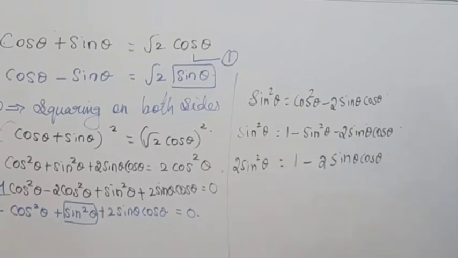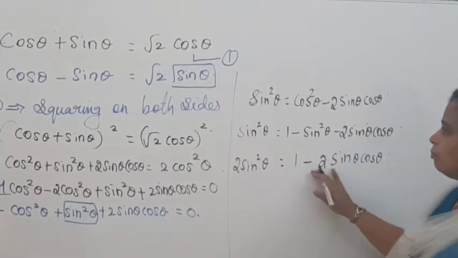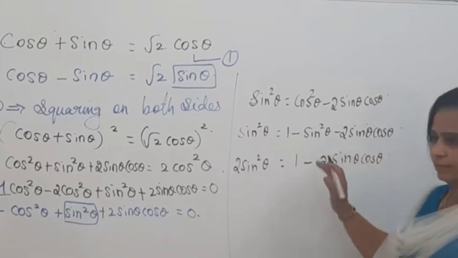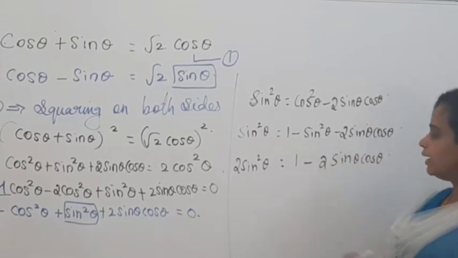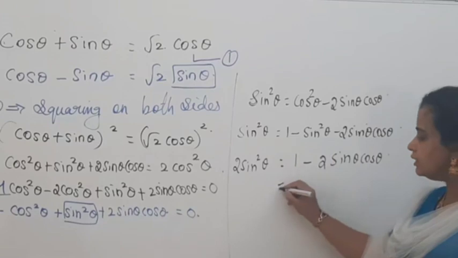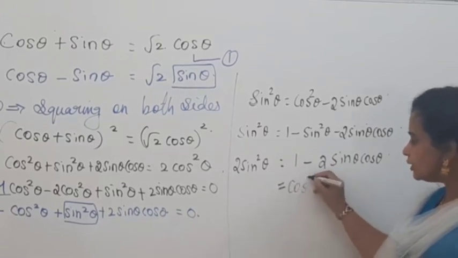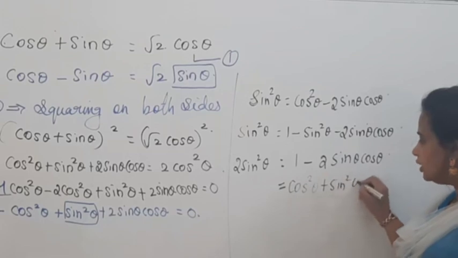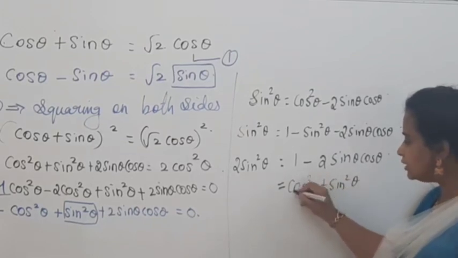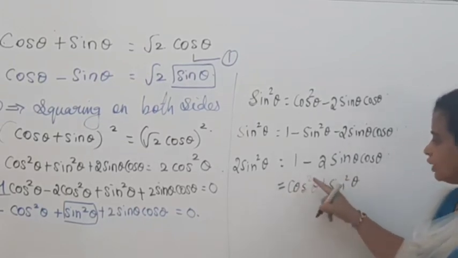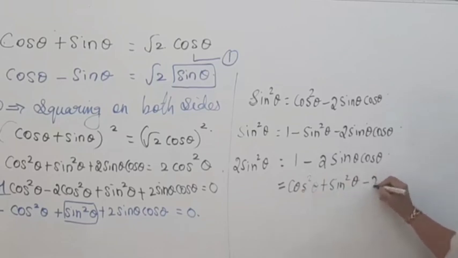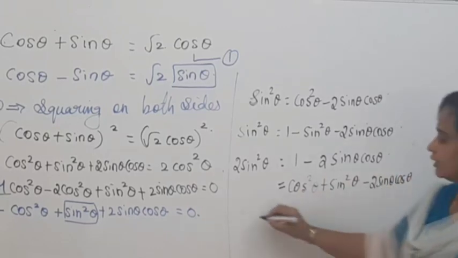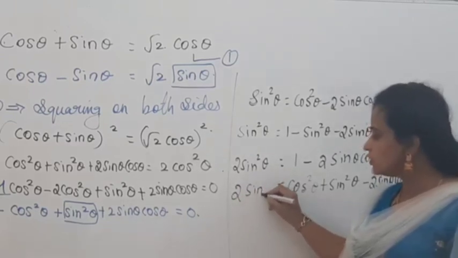I am going to take the square root of this one. Before that I have to do something here. So what I am going to make it? This 1 can be written as cos square theta plus sin square theta. I am not changing, the same way I am writing how it is given. Cos square theta plus sin square theta minus 2 sin theta cos theta, that is equal to 2 sin square theta.